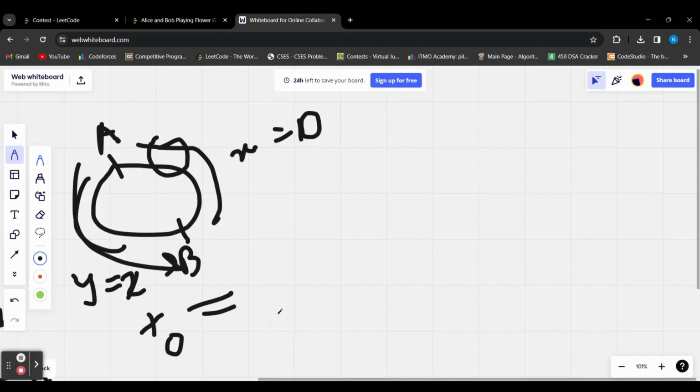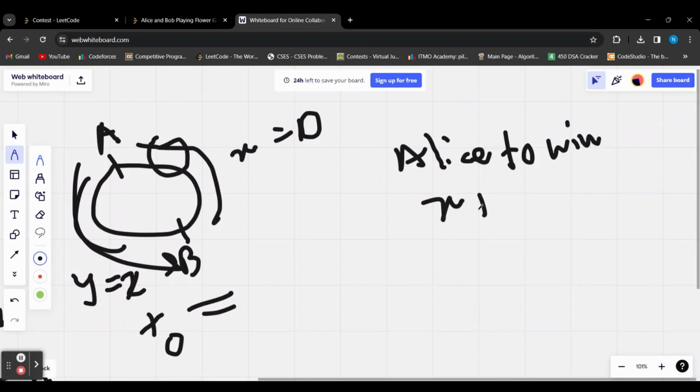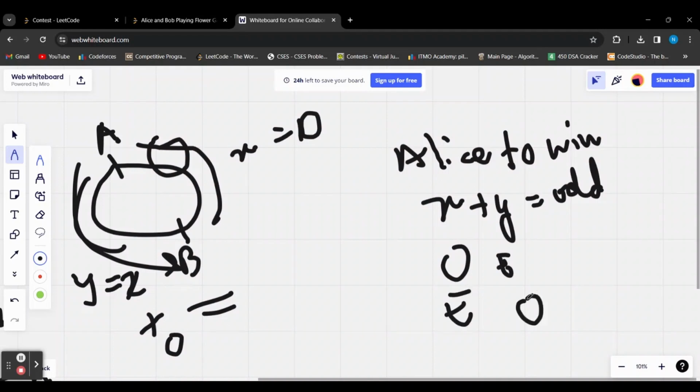Now, if there were just one more flower, if x were just one more, Bob would have gotten the last turn and Bob would have won. So we can observe that for Alice to win, x plus y, that is the total number of flowers, must be odd. Now to achieve an odd sum, what we can do is either take this odd and this even, or this even and this odd. Since we already know the ranges of x and y, we can do that easily.